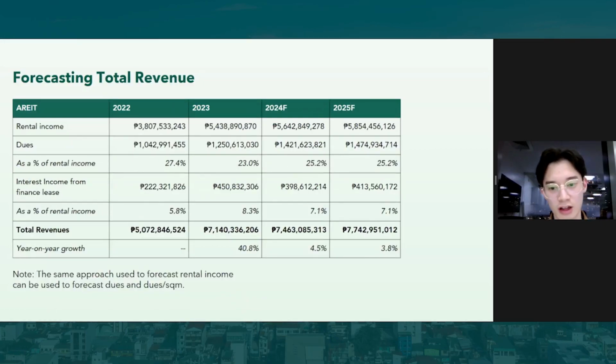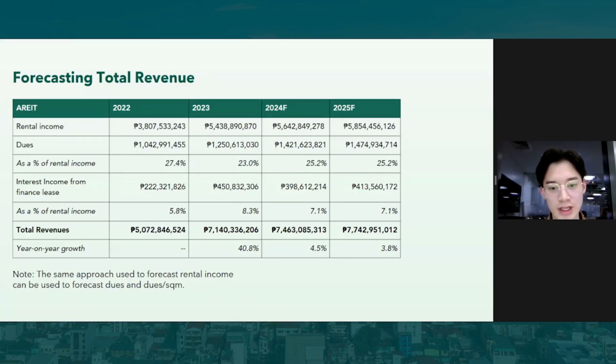Now that we have that, we also have to think about forecasting total revenue, because that's another important factor that we need to compute for NOI. Rental income is just one part of the total revenue. It also has dues, which is basically expenses charged back to tenants for common area uses or utilities. And then we also have interest income from finance leases.